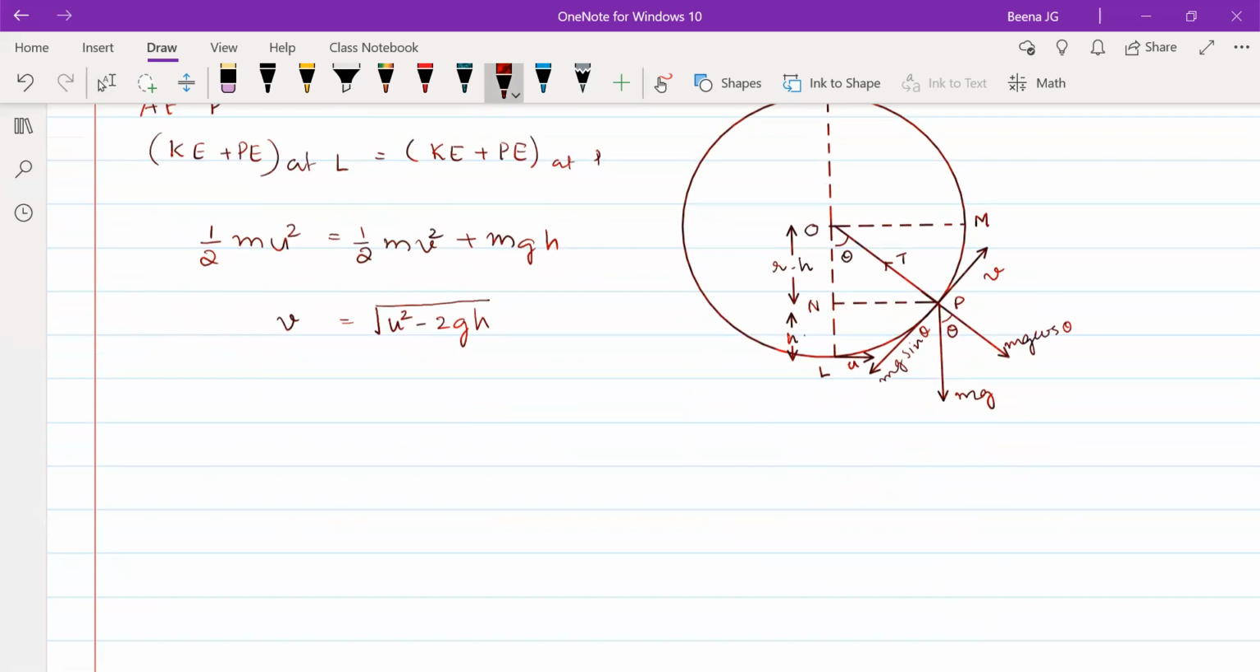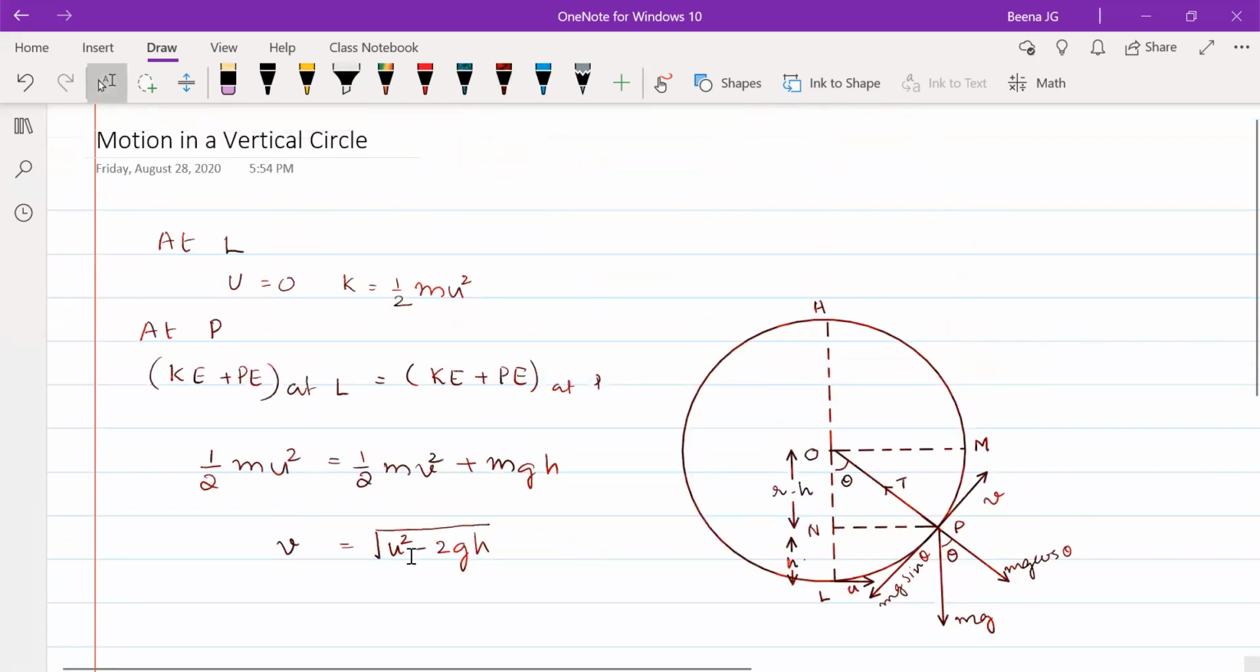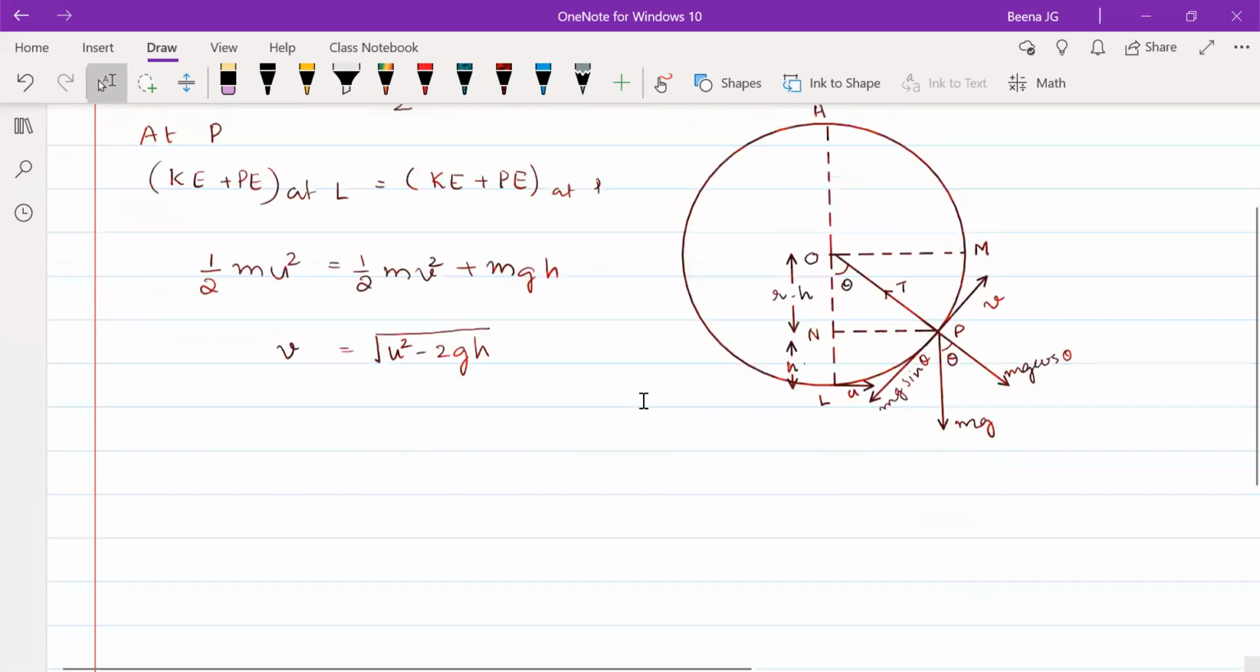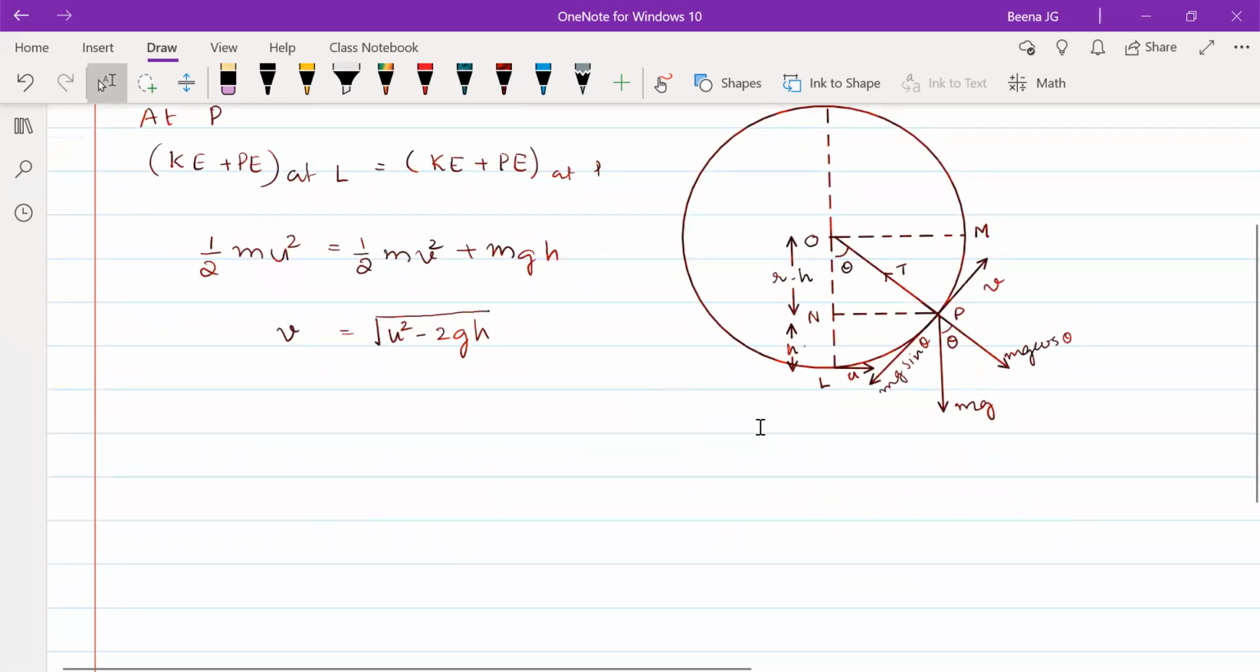Okay, so this is the velocity. First, what we have derived is the velocity at any point. Now I'm going to find the tension at any point, the tension on the string.